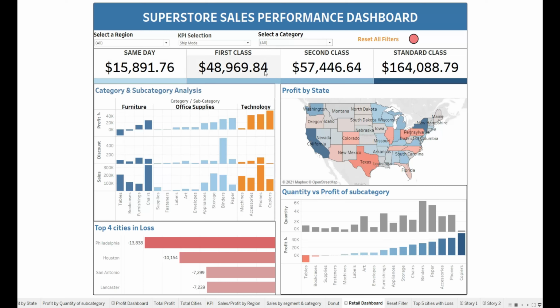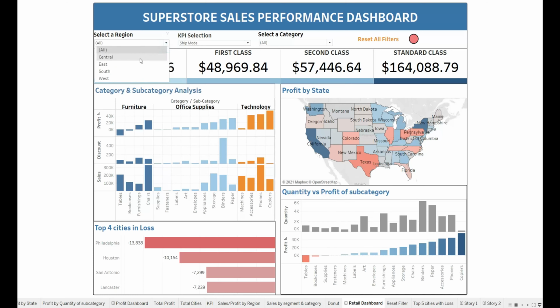This is the KPI selection. So this is the ship mode. We have the standard class, second class, first class, and same day. The diverging blue color shows the maximum amount of profit. So here you can see that the dark blue color has the maximum profit for standard class, while the same day ship mode has the lowest profit, depicted by the light blue color. Now these below are the four major elements which I have created to analyze the profit and loss. I will go through each one of them after I have selected the filters.